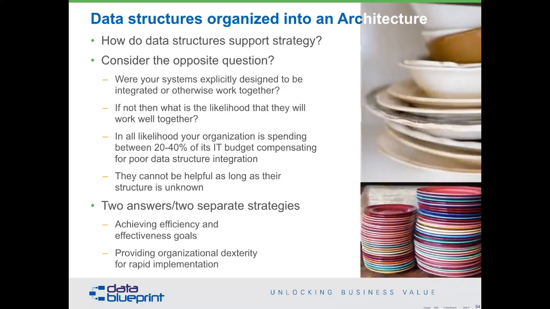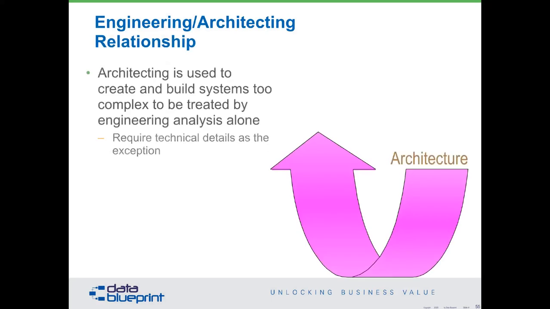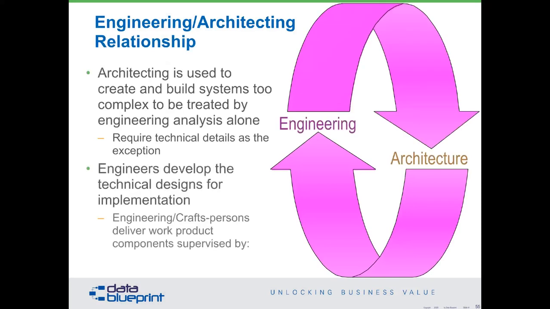If it was, I would re-architect my collection of plates and just say, give me the next plate off the top of the stack, because any plate can be used for any dish, and that satisfies different objectives for the organization. All of these concepts, engineering and architecture, are interrelated. Architecture is about creating systems too complicated to be treated by engineering analysis alone, and engineering is required when we have details that are too complex for this.